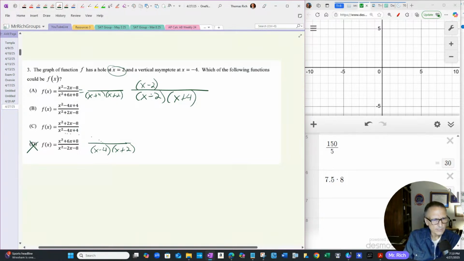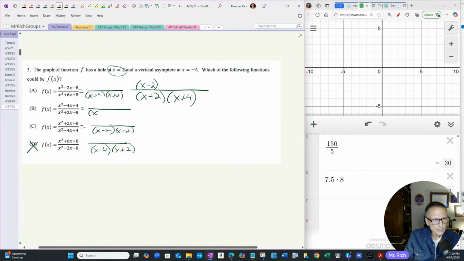And let's see, could this be what we're looking for? X minus 4, x plus 2? No. So over here on this one, if we factor our denominator, I don't think that's going to work. That'd be an x minus 2, x minus 2. Yeah, here we go. I think this is it.